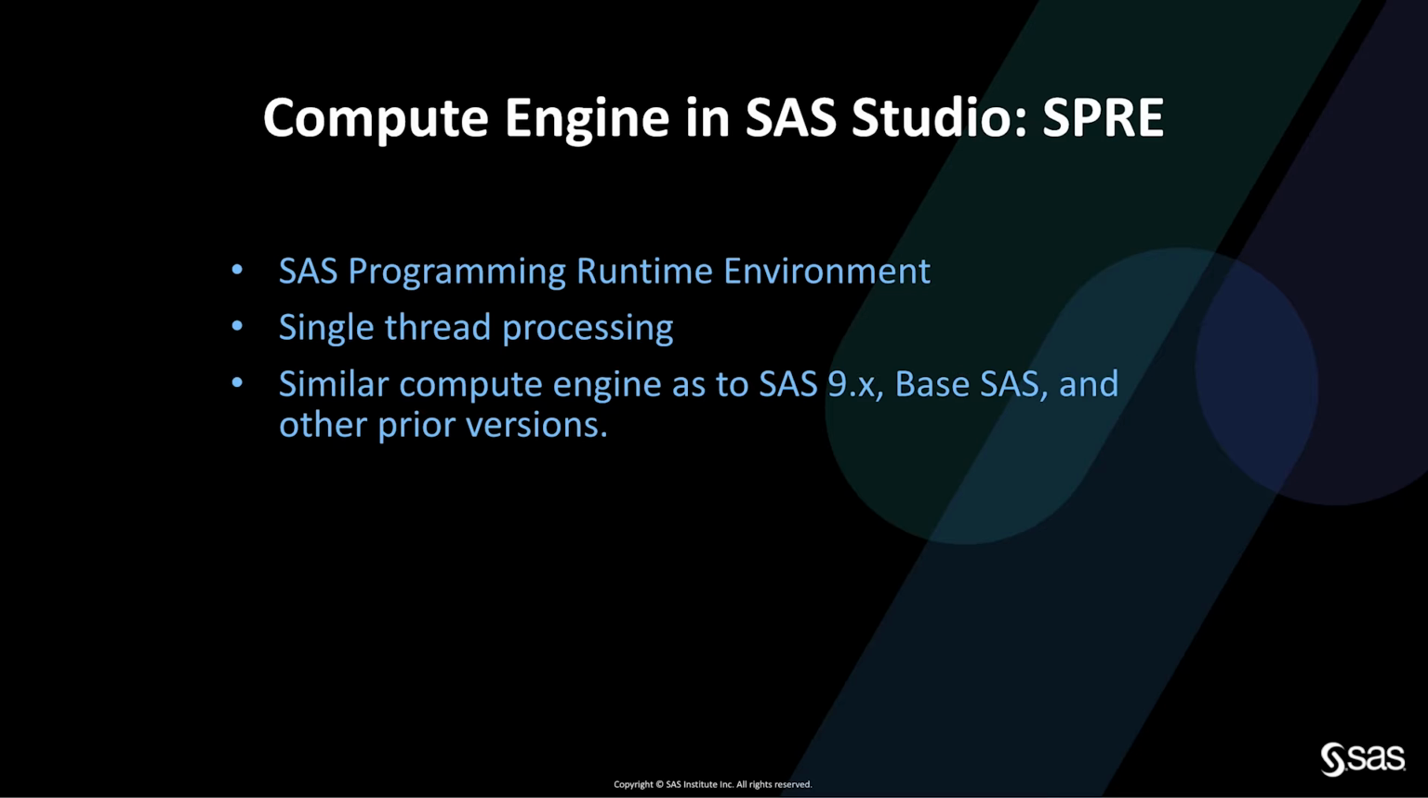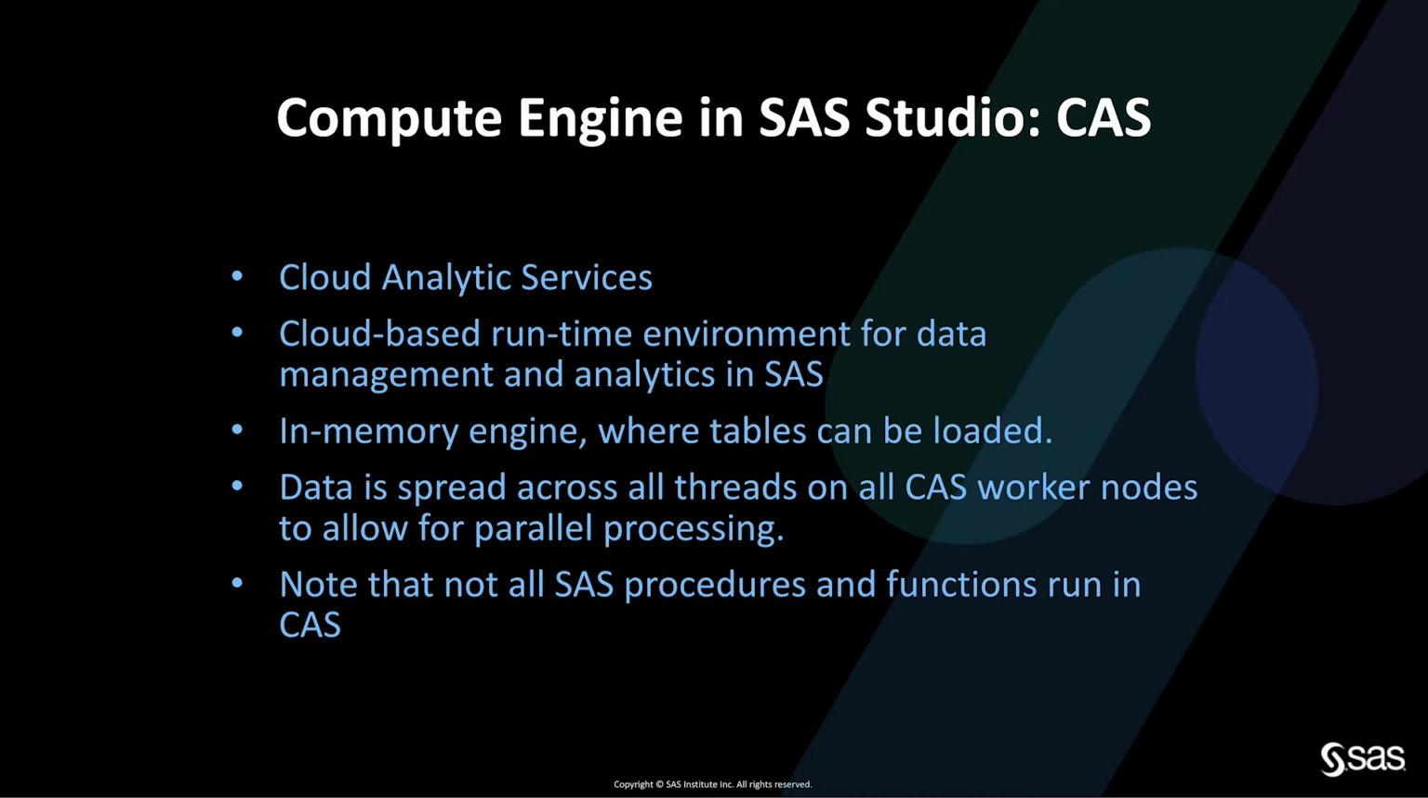Next. All right, now CAS is the Cloud Analytics Server. This is the big difference between the 2 environments. It is actually an in-memory engine. So you're going to load whatever data you want into memory, and then it will do multi-thread processing, parallel processing. It can be much quicker, but just because it's quicker doesn't mean it's always the right way to go.